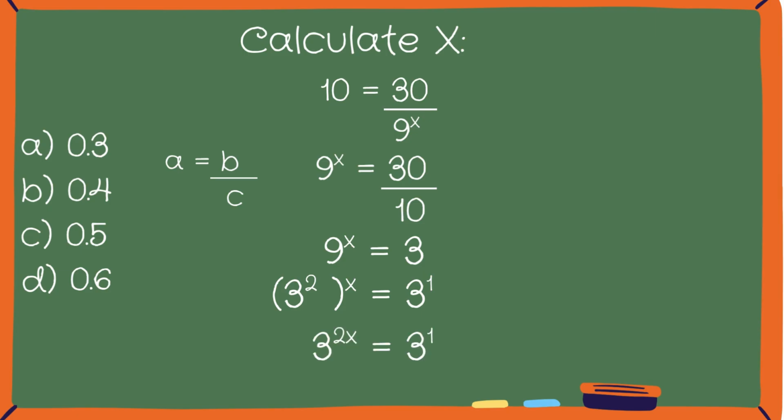2x. I'm going to have 3 raised to the power of 2x will be equal to 3 raised to the power of 1. If the bases are equal, the exponents will also be equal. Equal bases, equal exponents, so that means, pay close attention, that 2x will be equal to 1. You see? So, solving for the value of x, it will be equal to 1/2, where 1 divided by 2 is the same thing as 0.5, which is the answer to our exercise today. So for this exercise, we're going to mark the letter C.